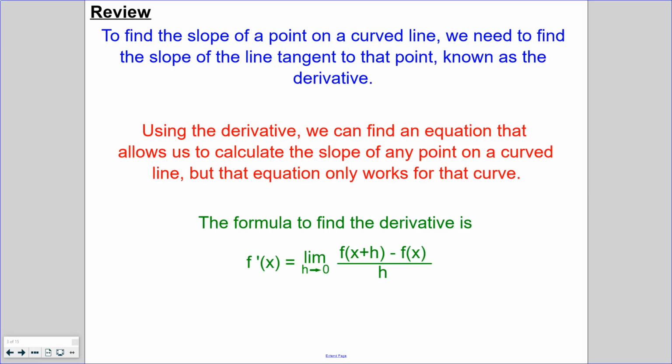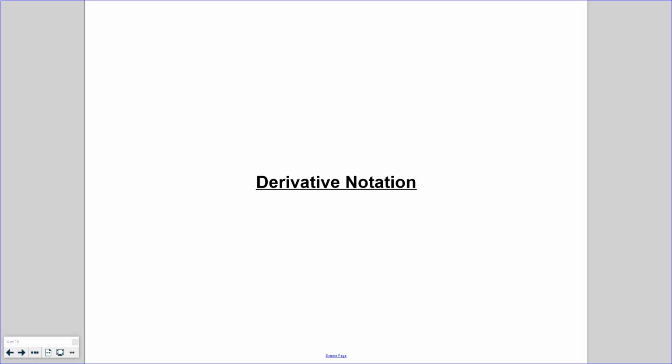f prime of x is equal to the limit as h approaches 0 of f of x plus h minus f of x all over h. And now this is the only way we have at the moment to calculate the derivative algebraically, is this particular limit, which is not so friendly and usually requires a boatload of algebra. So today we're going to be learning a bunch of rules that help us take the derivative much quicker and will allow us to avoid this boatload of algebra. But before we can do that, we need to go over some derivative notation.